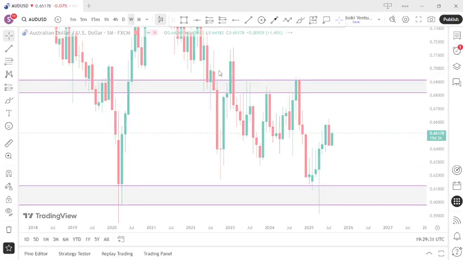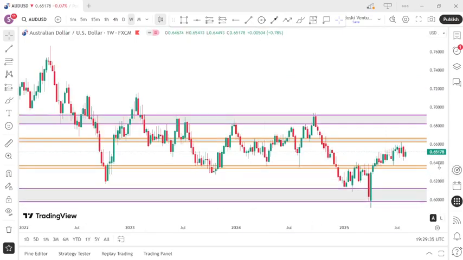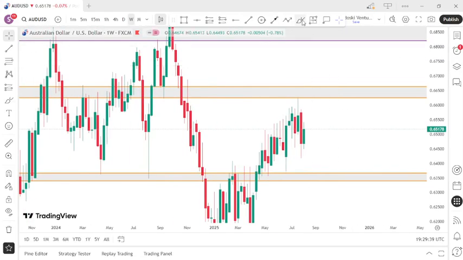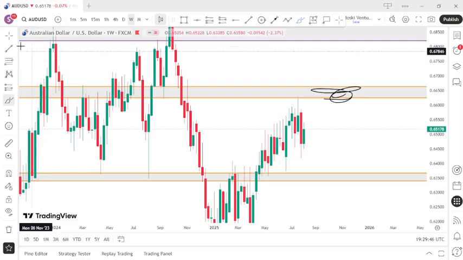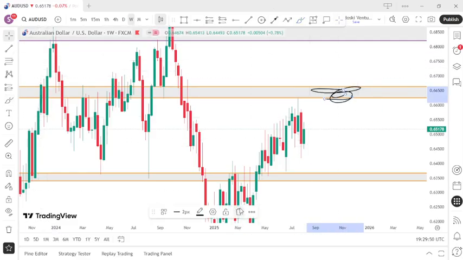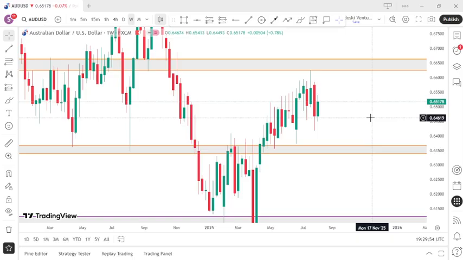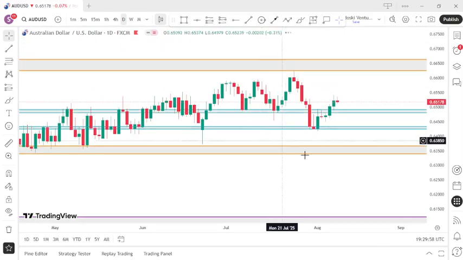Okay, let's go to the weekly. Okay, so here we are on the weekly time frame on AUD. I have my weekly upper zone here, my weekly lower zone here. So from the weekly time frame, like we said on the monthly, we are looking for buying opportunity. And there's not really much to say on AUD from the weekly time frame. So let's go to the daily.